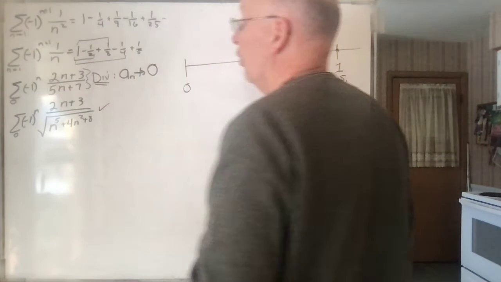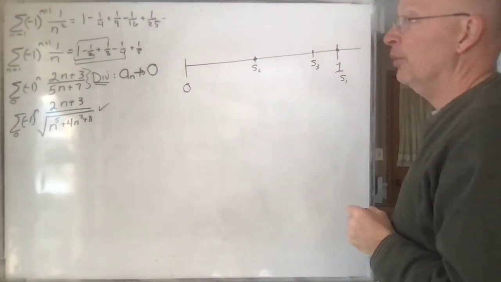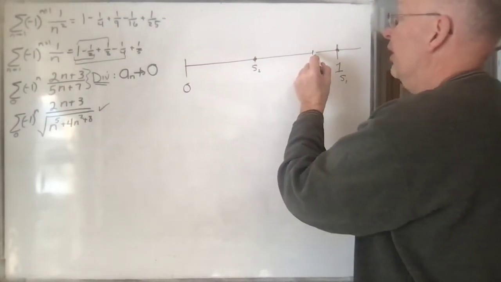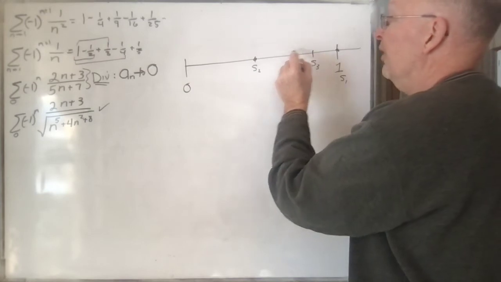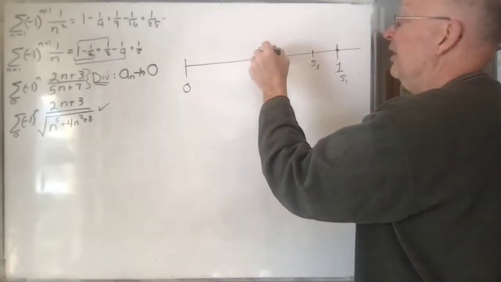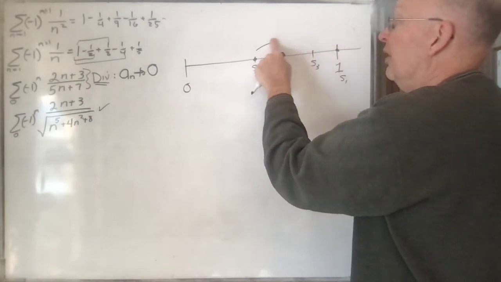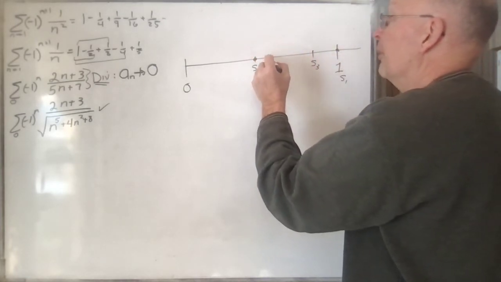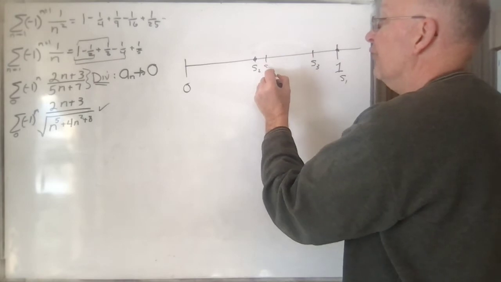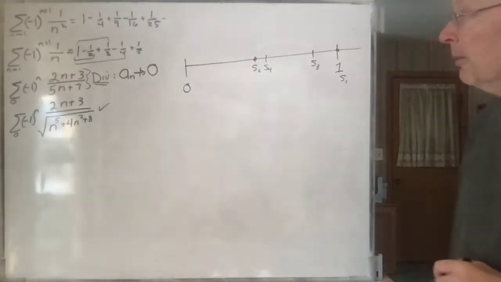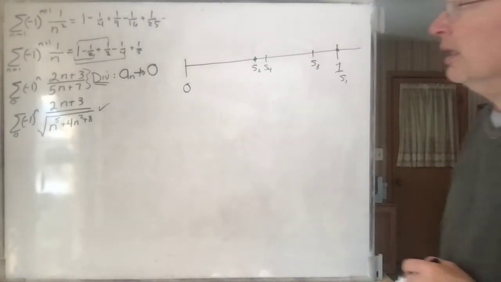Now you have S4, which is what happens when you add the first 4, and that's going to be what? You subtract the 4th from this. This jump here was a jump of a third, and now you're going to jump back a 4th. So I'm going to jump back a 4th, so I'm going to be right there someplace. So here's S4. Okay, there's a jump of a 4th.